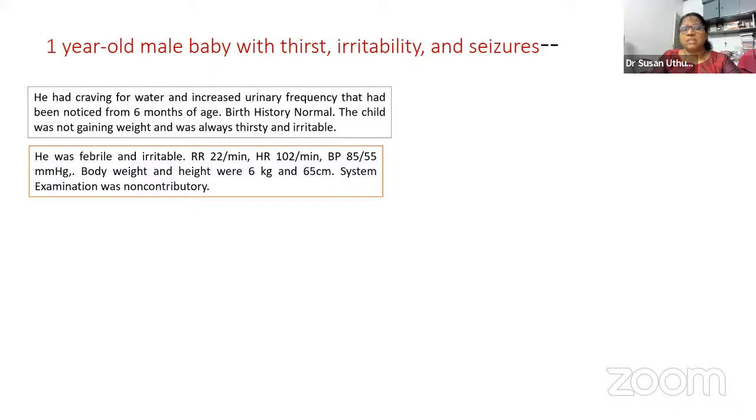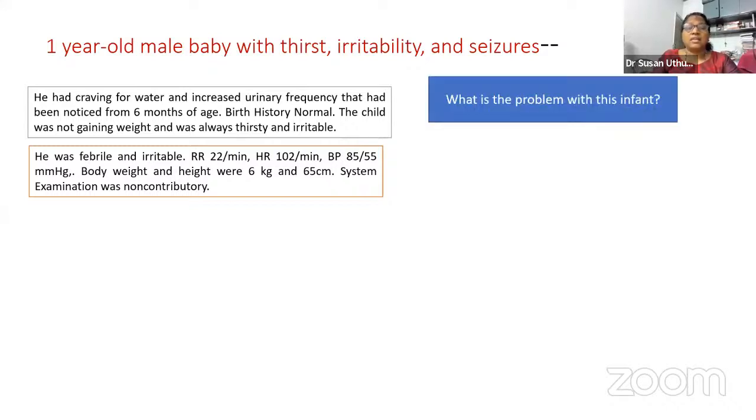On evaluation, this baby was febrile and irritable, and his body weight and height were not picking up, and his systemic examination was non-contributory. What is the problem with this infant?